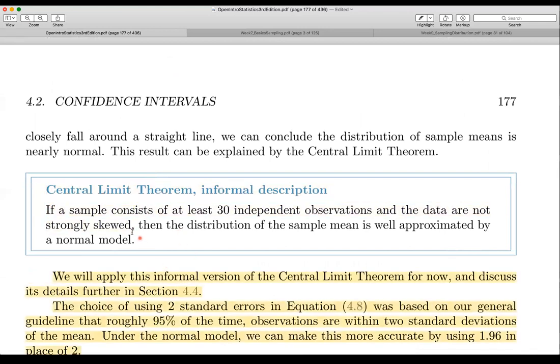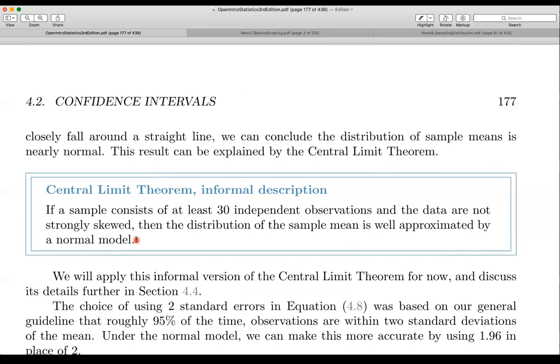The reason we can make an inference is that if we take a bunch of different samples, we can know that the averages of those samples are going to be normally distributed. So there's the informal description of the central limit theorem. If a sample consists of at least 30 independent observations, we just take a random sample of 30, and the data are not strongly skewed, then the distribution of the sample mean is well approximated by a normal model.